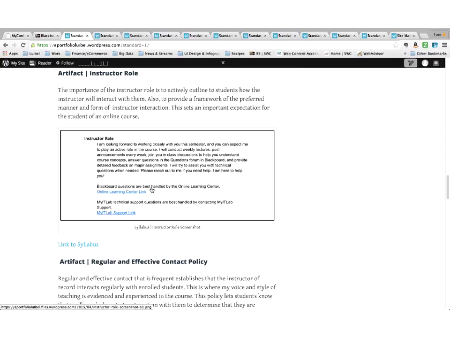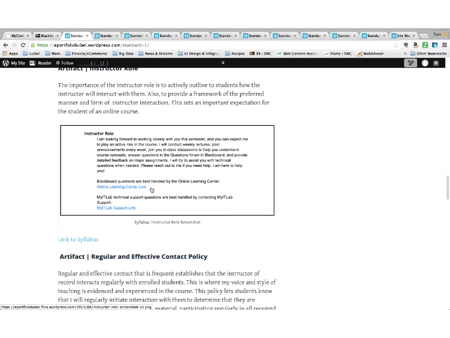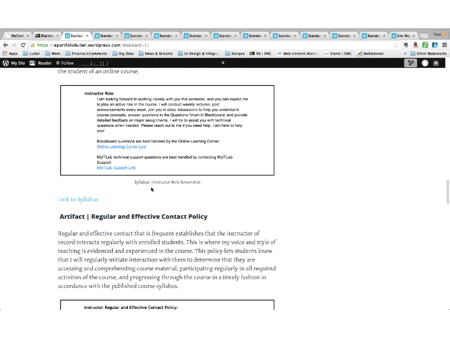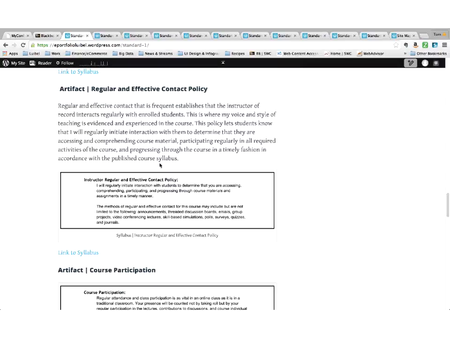So I have that policy, tell them I look forward to meeting them and that I'm here to answer questions, and I just want to give them confident and responsive answers or direct them to the resources they need. I also have a regular and effective contact policy where this is my voice in the class, whether the voice manifests itself in what I've designed instructionally, or whether they're talking to me on the phone, or whether they're interacting with me on a discussion board, or whether they're doing a Skype conference or on a lecture.